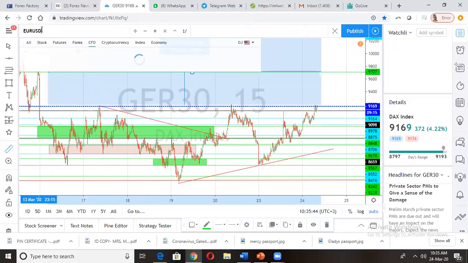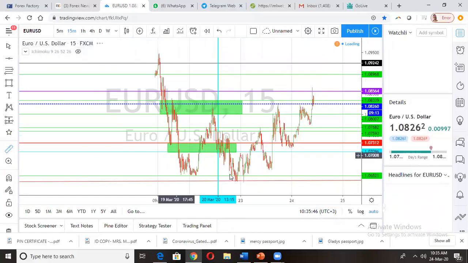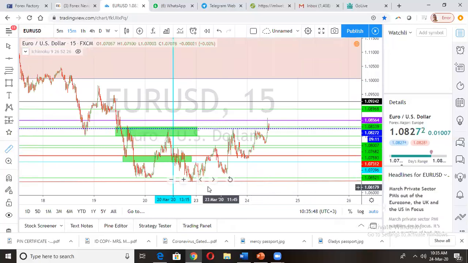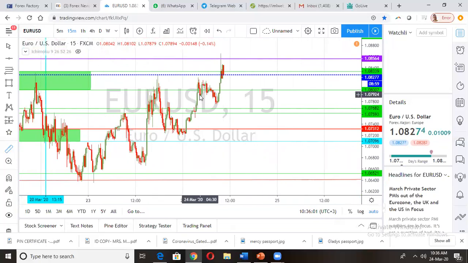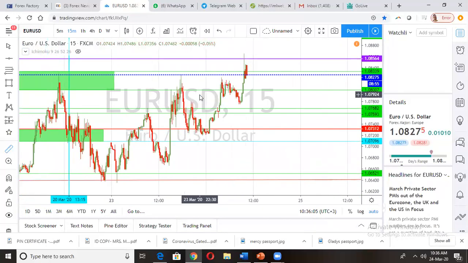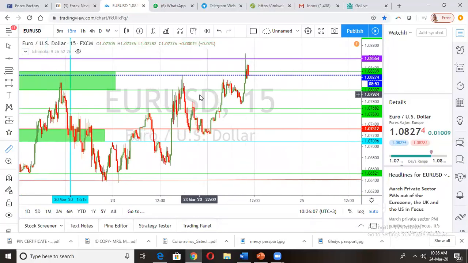So Euro USD, because I have a bias for Euro USD today. I had seen the pullback coming in, and that's why I didn't call the trade. As soon as it finishes the pullback, I think we'll be safe to enter on a buy.